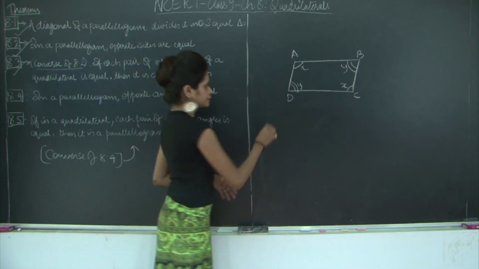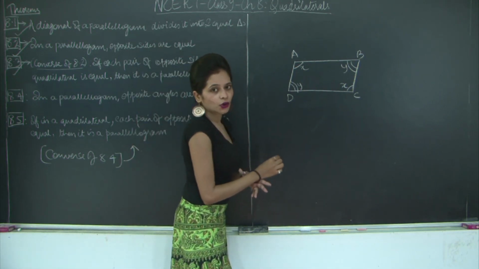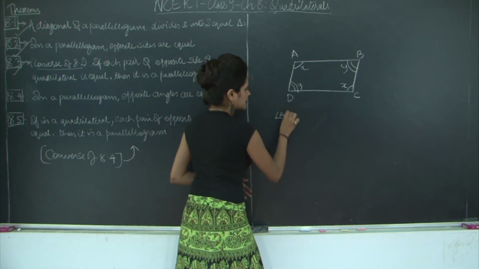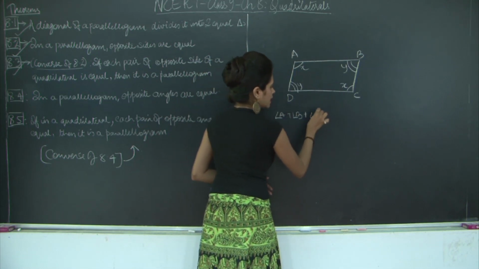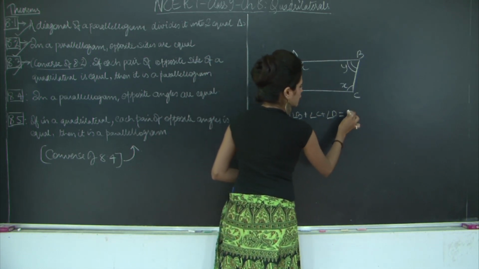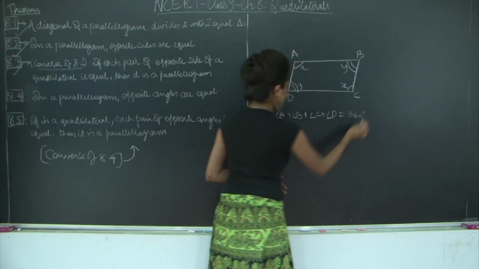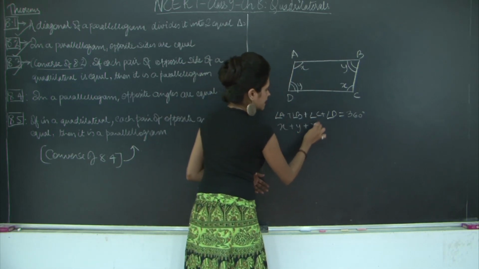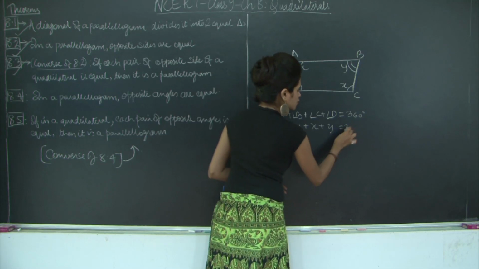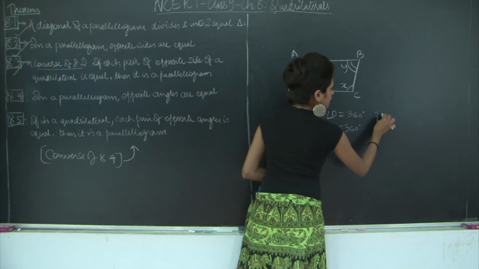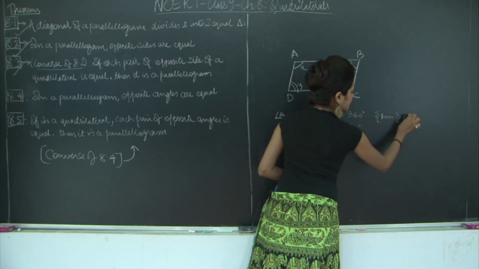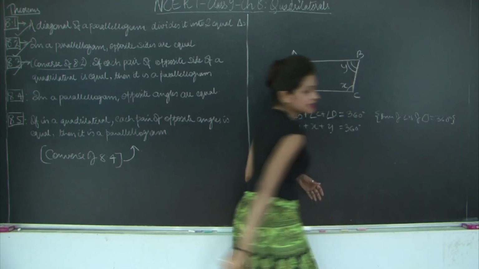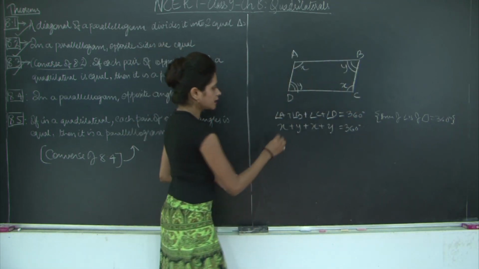Now, we know that the sum of angles of a quadrilateral is 360 degrees. So, what do I have? Angle A plus angle B plus angle C plus angle D is equal to 360 degrees. But angle A is X, angle B is Y, angle C is again X and angle D is Y, is equal to 360 degrees. And here I will say sum of angles of quadrilateral is equal to 360 degrees. We know this. This was the first thing that we learnt in the chapter, correct?